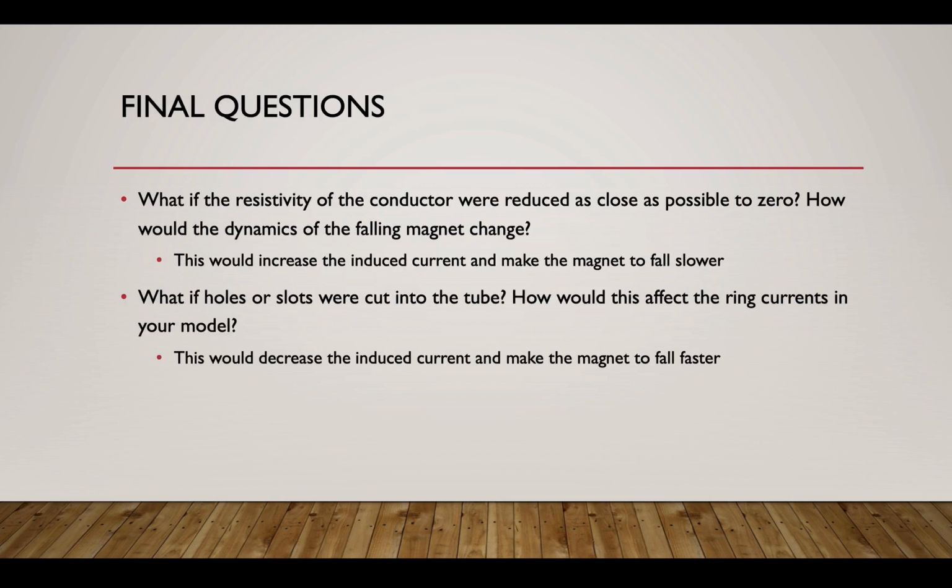So final questions: what if the resistivity of the conductor were reduced as close as possible to 0? How would the dynamics of the falling magnet change? This would increase the induced current and make the magnet fall slower. What if holes or slots were cut into the tube? How would this affect the ring currents in your model? This would decrease the induced current and make the magnet fall faster.